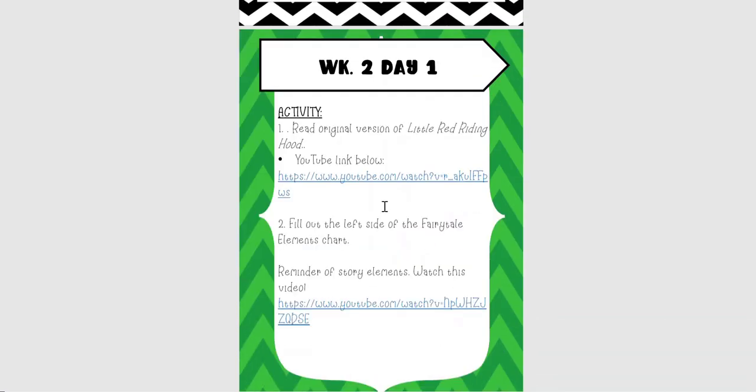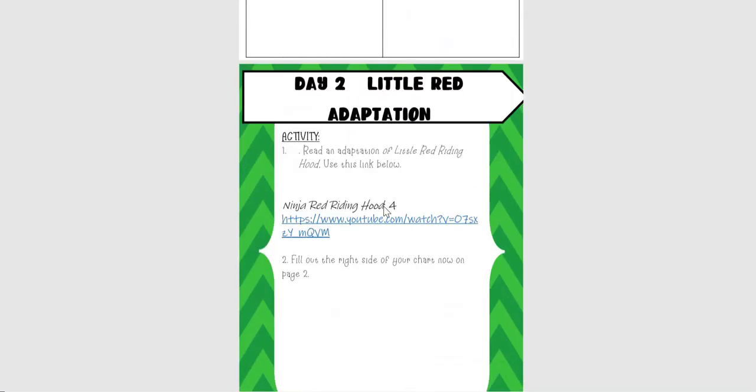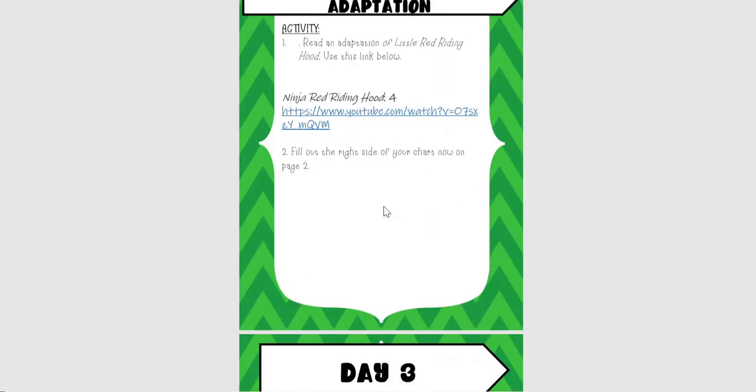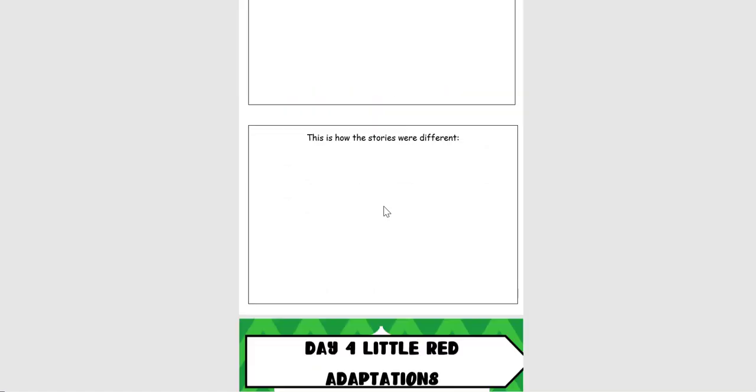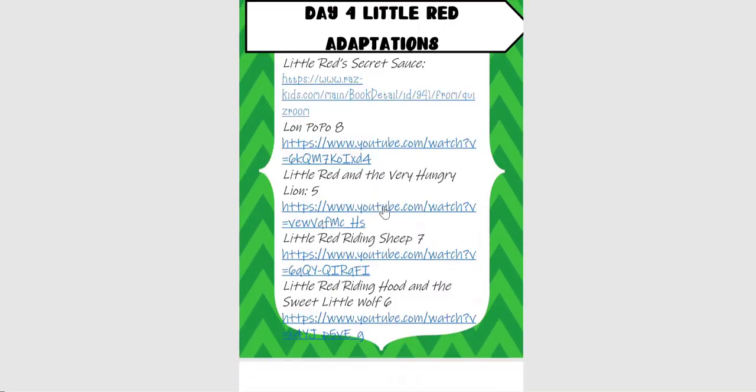Every week at the end, for the fairy tale unit, they're writing their own adaptation version of that specific traditional tale. So week 2, they're going to be looking at Little Red Riding Hood, that traditional tale, and then they're going to be watching an adaptation of Little Red Riding Hood, and then comparing the two again, and then they're going to try to make their own adaptation.